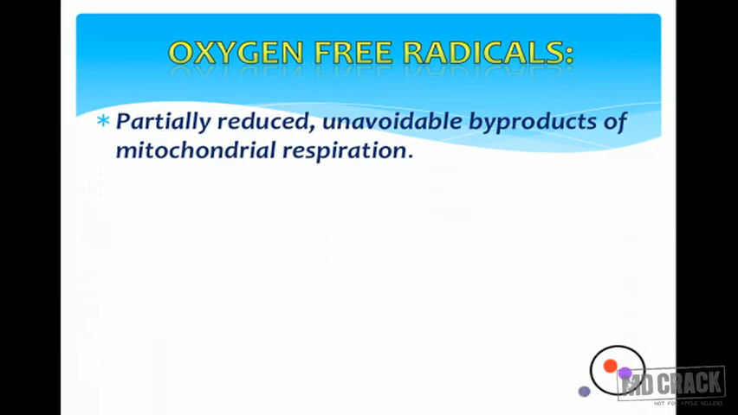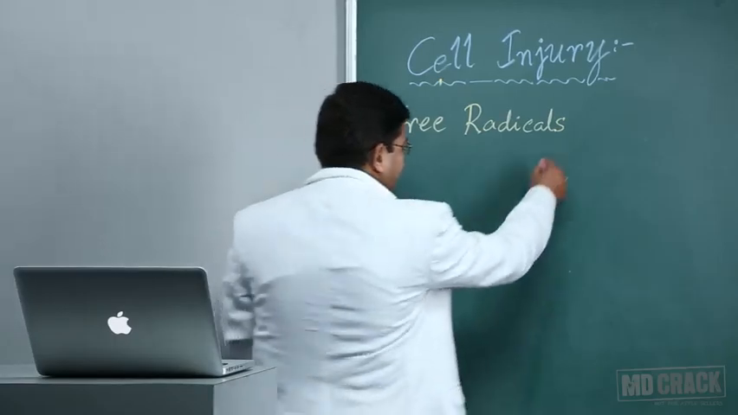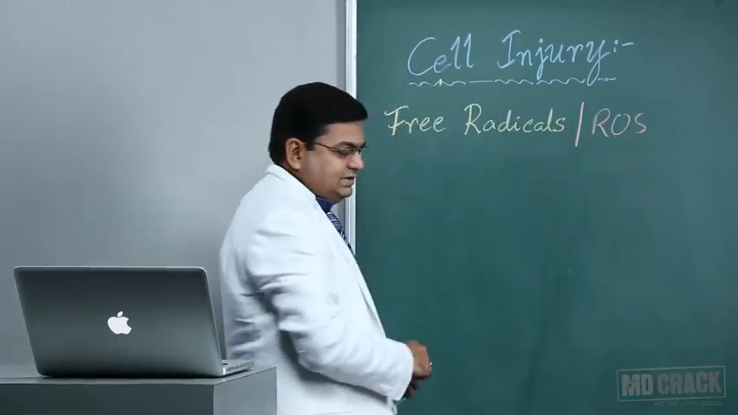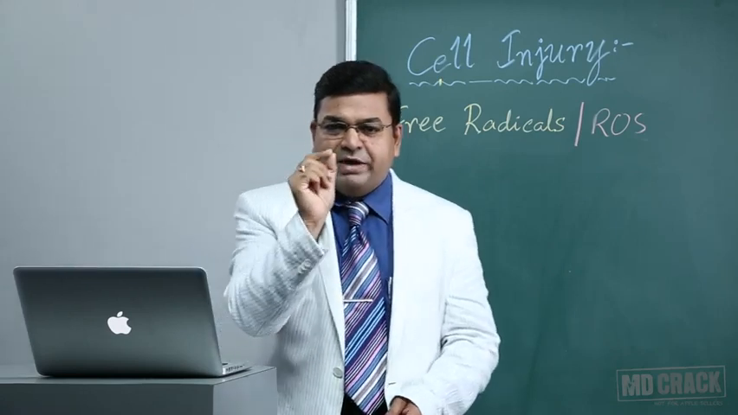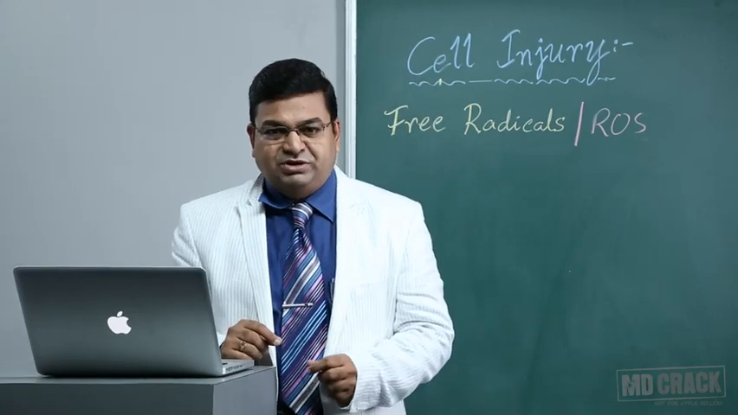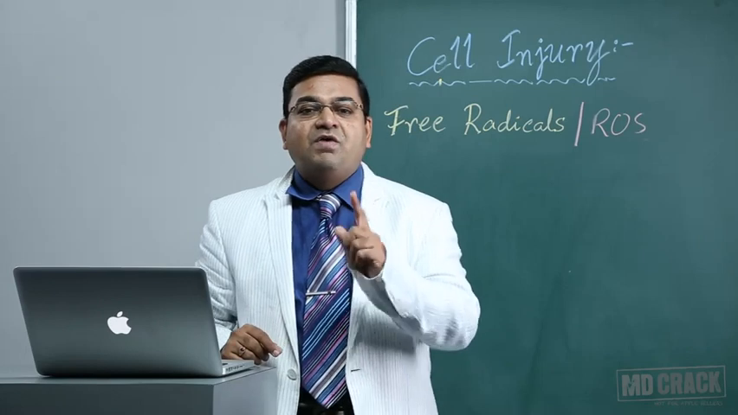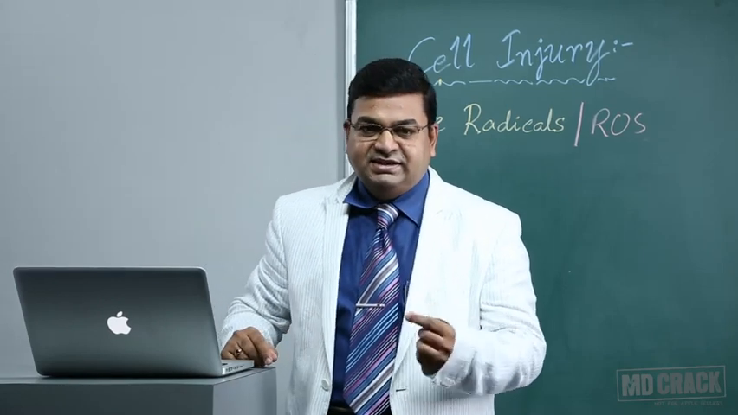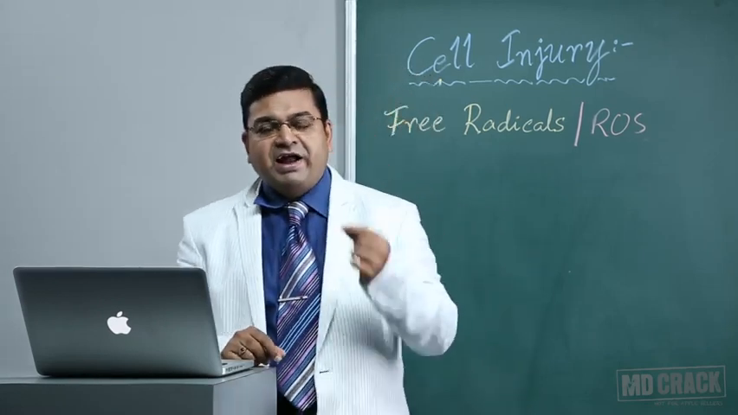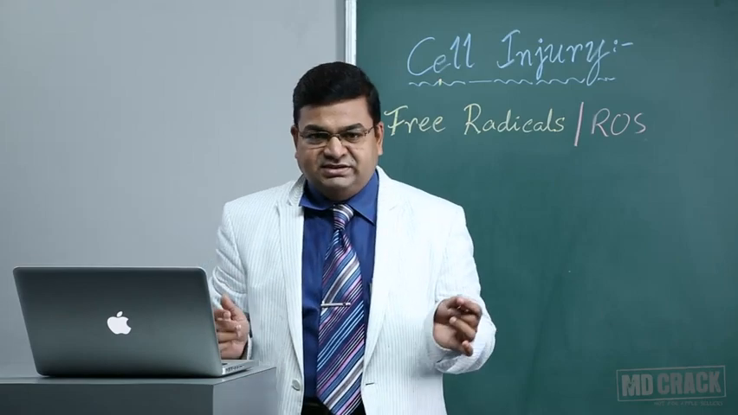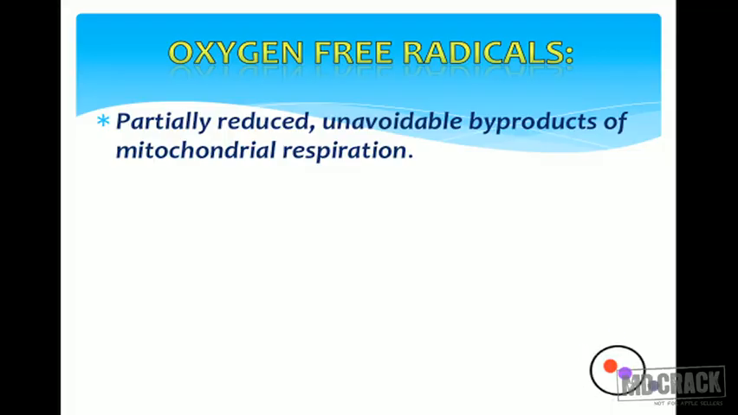So these oxygen free radicals are nothing but reactive oxygen species. You can also call it ROS, reactive oxygen species. They are unavoidable byproducts of our mitochondrial respiration. You cannot avoid formation of the free radicals inside our body. They are formed and they are killed. They are neutralized inside the body. So they are defined as partially reduced, unavoidable byproducts of the mitochondrial respiration.